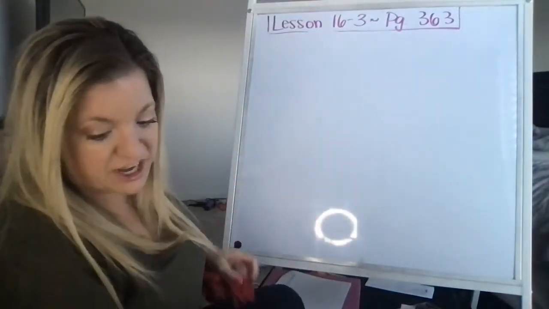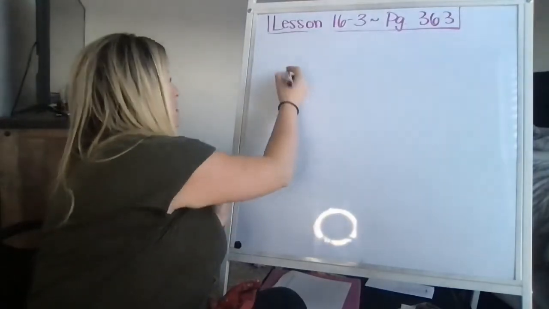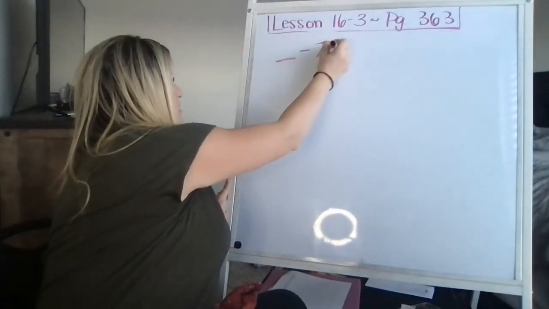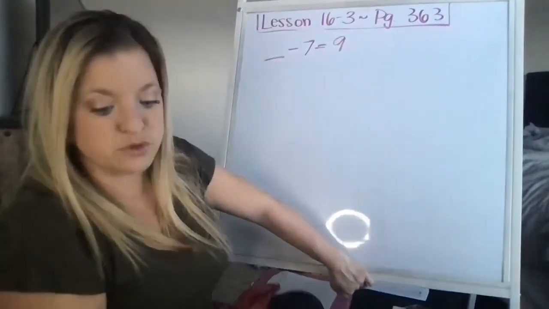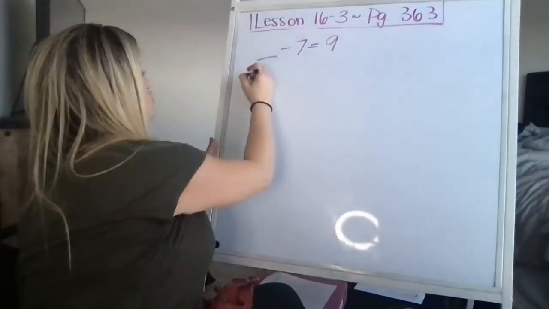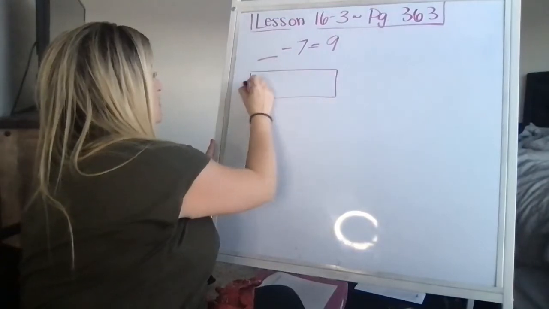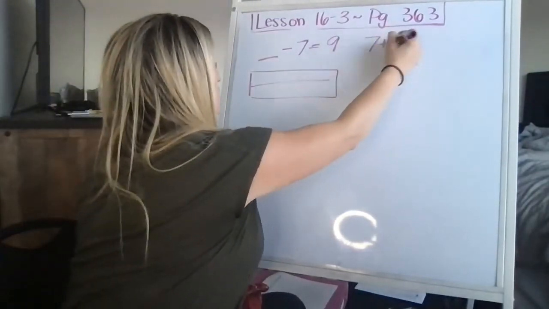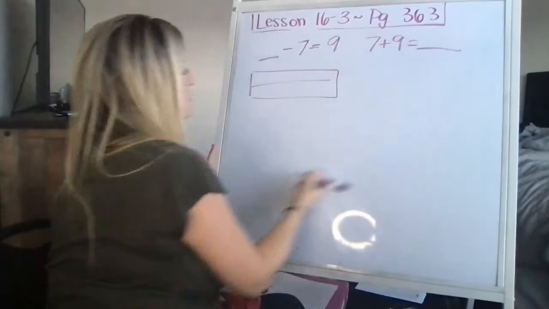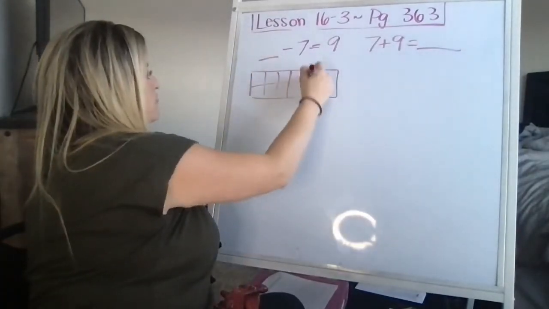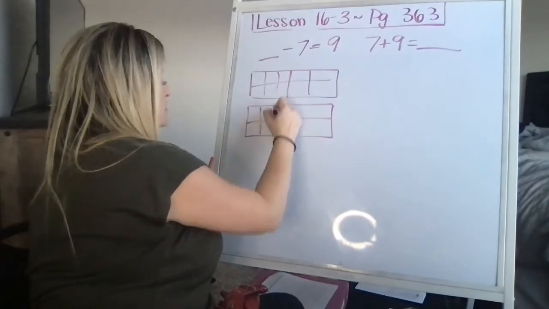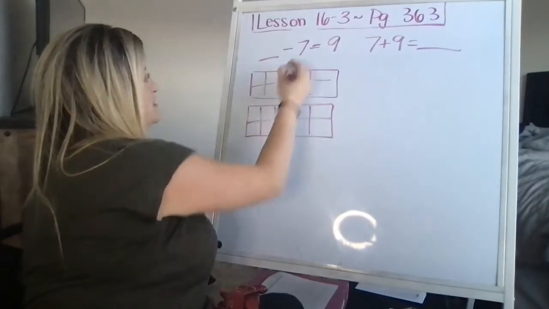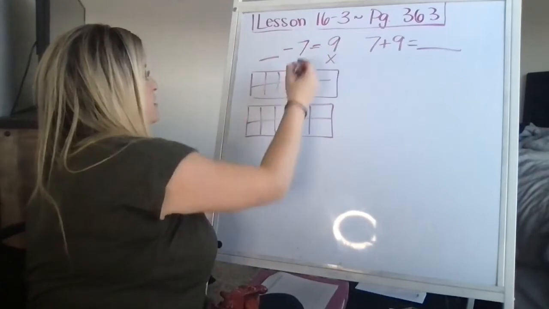Okie dokie. Find the missing number. Blank minus 7 equals 9. So again, if this is too confusing for you, turn it into an equation you do know. So you know 7 plus 9 equals blank. My marker is dying. So I'm going to do 7. I'm going to start with the biggest number first, 9.